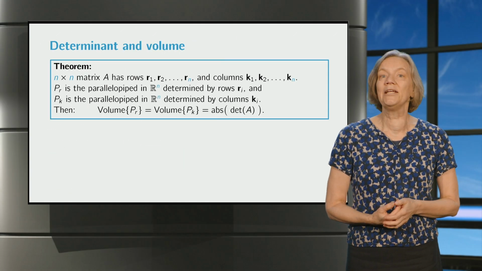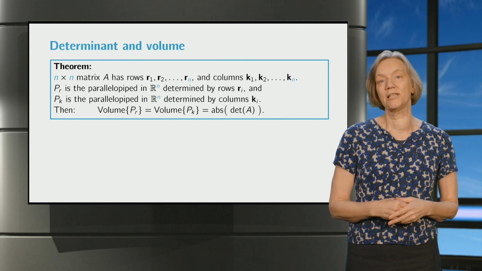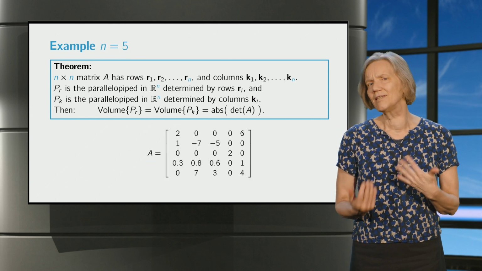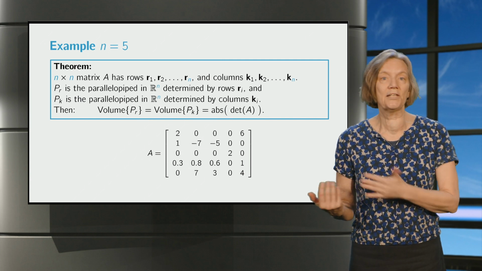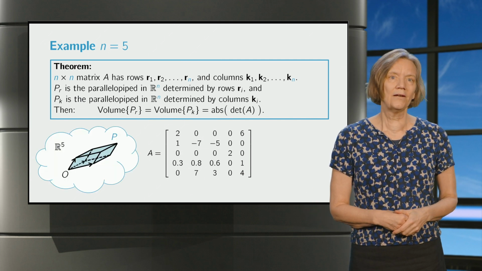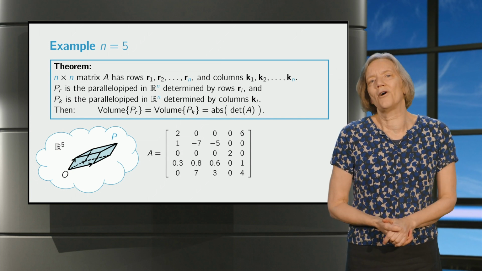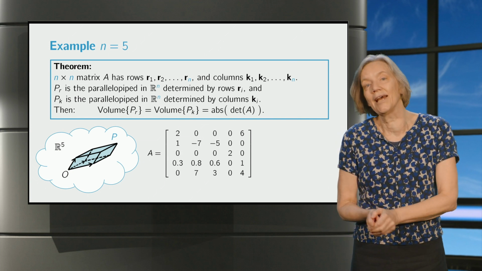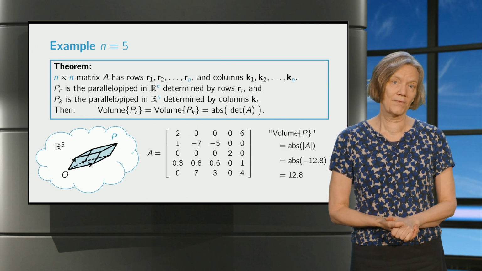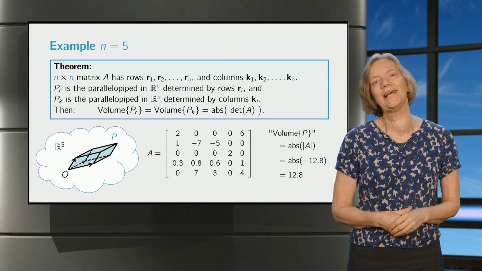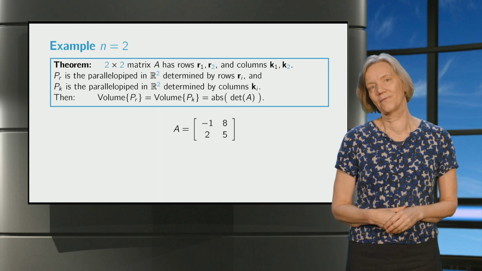The theorem can be generalized to square matrices of any size. What does this mean in other dimensions? For example, consider this 5 by 5 matrix. Of course, we cannot draw R5. Still, we can define parallelepipeds as sets in R5. Their volumes can be calculated with the determinant.